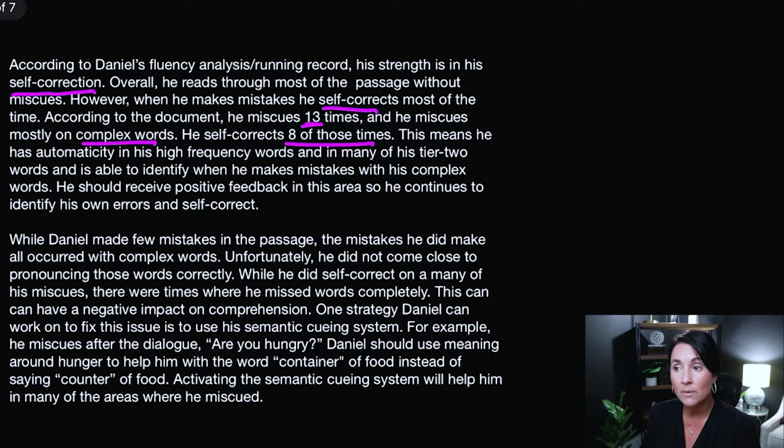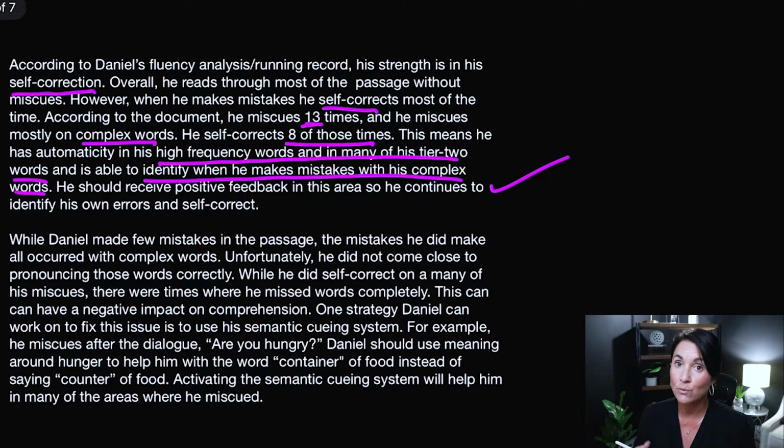This means he has automaticity in his high frequency words and in many of his tier 2 words, and is able to identify when he makes mistakes with his complex words. He should receive positive feedback in this area so he continues to identify his own errors and self-correct. Again, kind of my staple ending, giving the student praise for what the student did properly and making sure that we reinforce those good strategies that the student's going to learn to self-correct or do whatever to be a better reader.